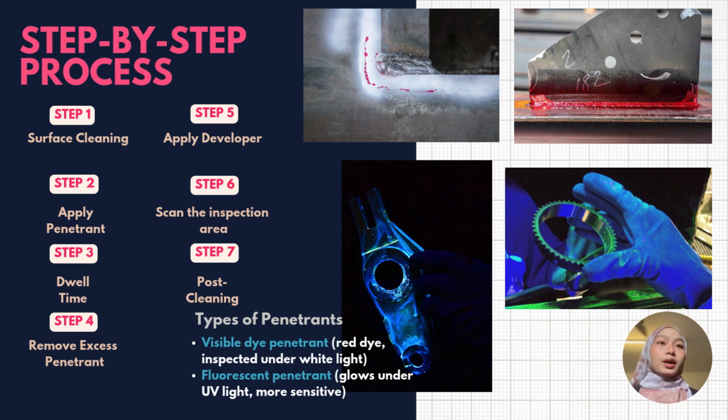Next, we inspect the part. The trapped dye blinks out against the white background, making fine cracks clearly visible under a strong white light, or a UV lamp if you are using fluorescent dye. Finally, post-cleaning, where we wash away all chemical residues to protect the material from corrosion. As you can see here, there are two types of penetrant. First, visible dye penetrant, and second, fluorescent penetrant.